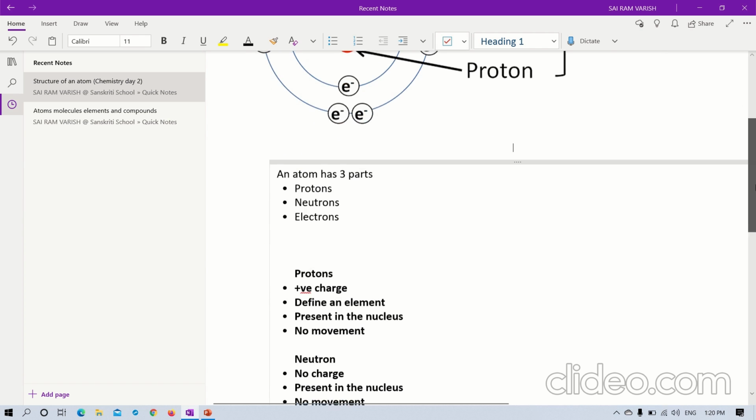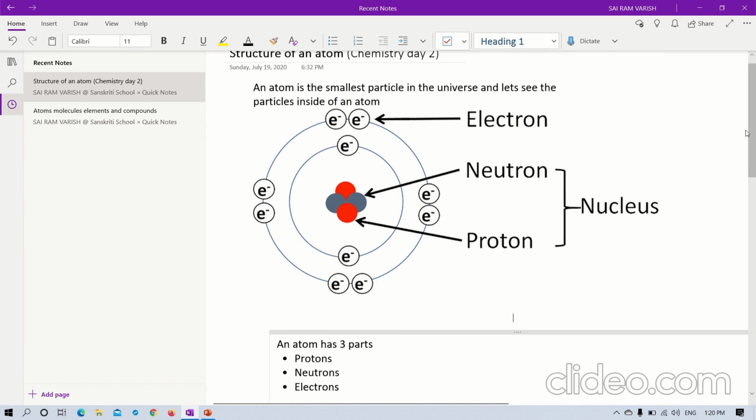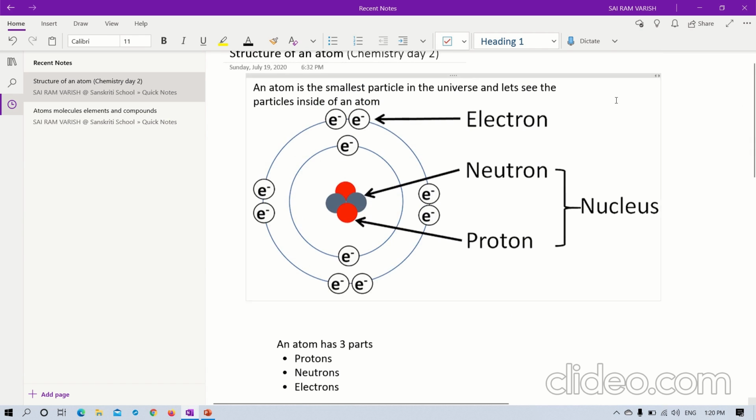Now, as we know, in biology you might have learned about a human cell or even a plant or an animal cell. There is a center nucleus in that. Similarly, there is a center nucleus in the atom, and in that nucleus there are neutrons and protons, and the electrons are revolving around the nucleus. Just like the Earth revolves around the sun, similarly these electrons revolve around the nucleus, and the nucleus has neutrons and protons which have no movement.